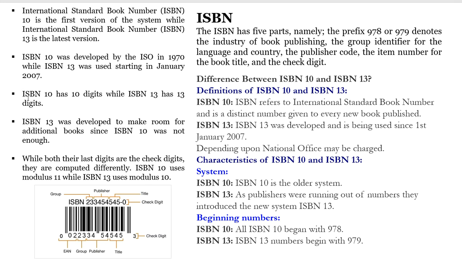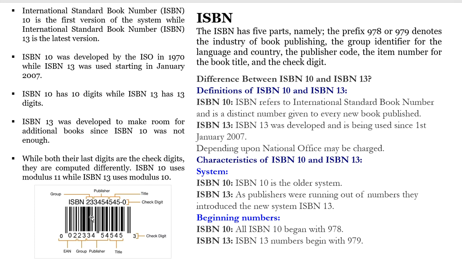ISBN 10 has 10 digits, while ISBN 13 has 13 digits, and ISBN 13 was developed to make room for additional books since ISBN 10 was not enough. That means volume 1, volume 2. In the most flexible environment, ISBN 13 is volume 1, volume 2, volume 3, like this. And while both have their last digits as check digits, they are computed differently.